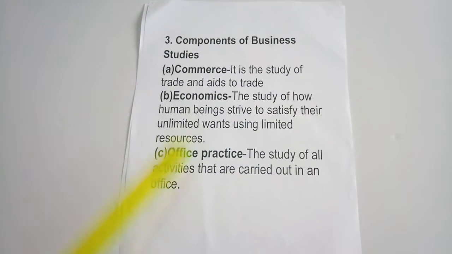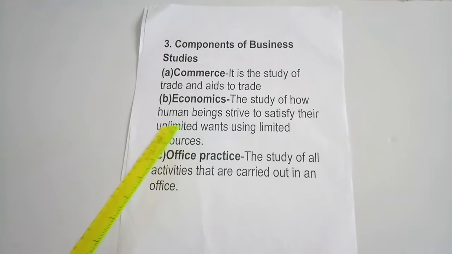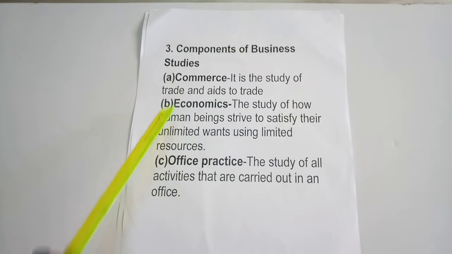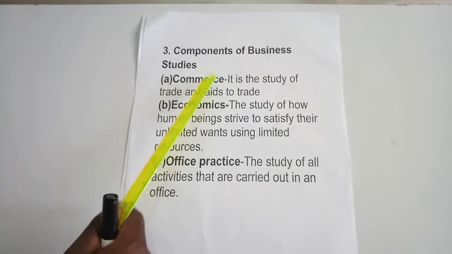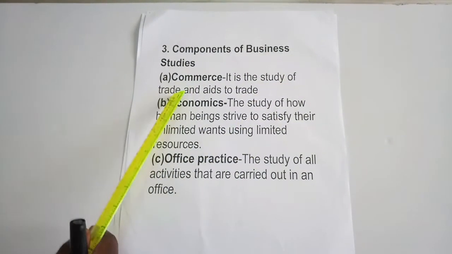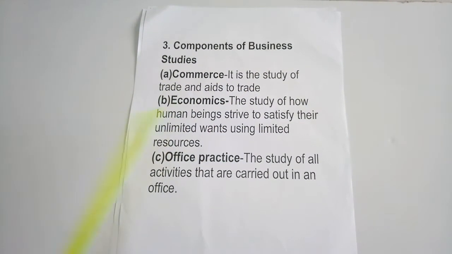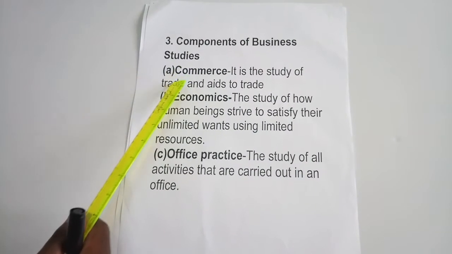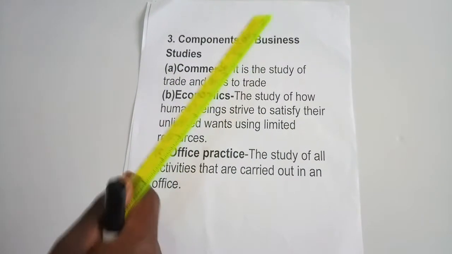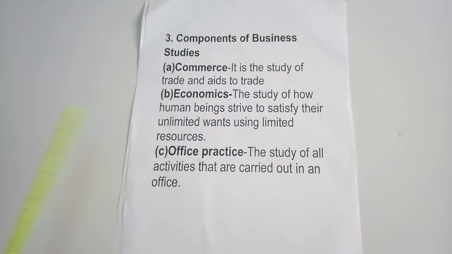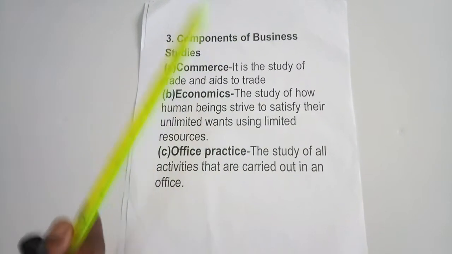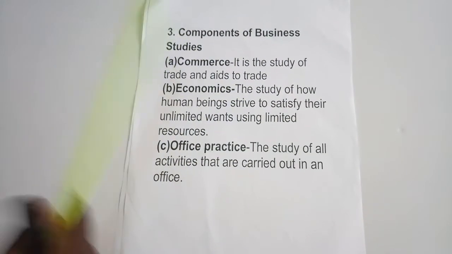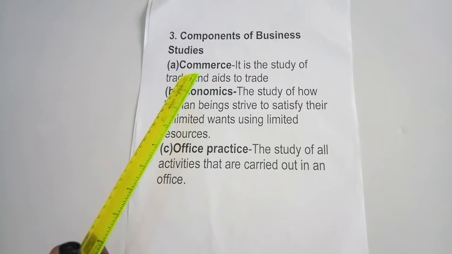So basically, business studies as a subject is divided into 5 key sections. The first is called commerce. Now, what is commerce? It is the study of trade and aids to trade. So what is trade? Trade is the exchange of goods and services for money or other goods and services. When I talk about exchange of goods and services for money, I'm talking about a money trade system, where money is the medium of exchange.